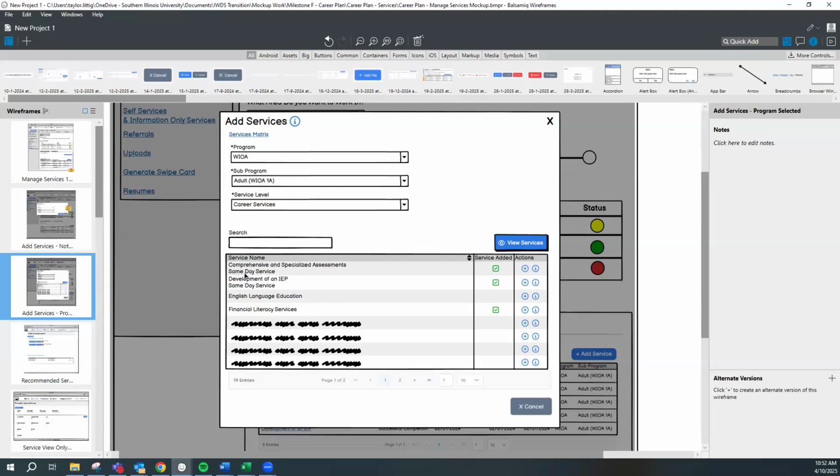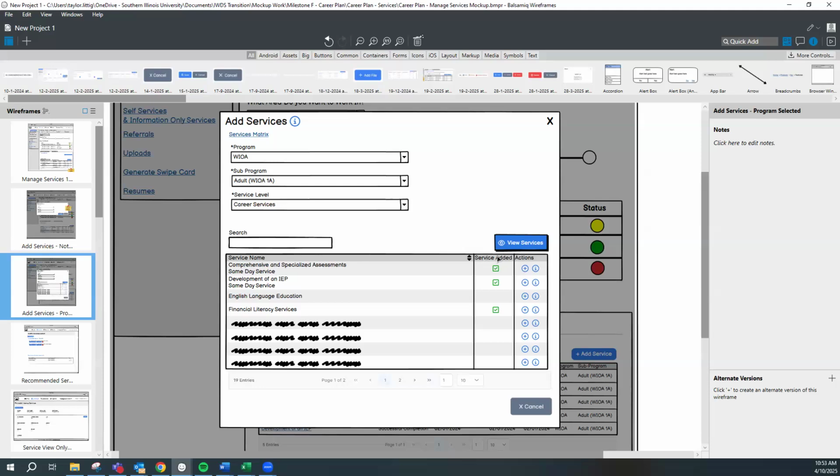You'll have right here, if it's a same-day service, that will be in a different color. I just can't do that in the mock-up, so it's visual that you know, hey, this is a same-day service, this is not a same-day service. You'll have a search bar up here, so if you're looking for a specific service and you don't want to scroll through this whole list, you can type in here and it'll pull up your search results.